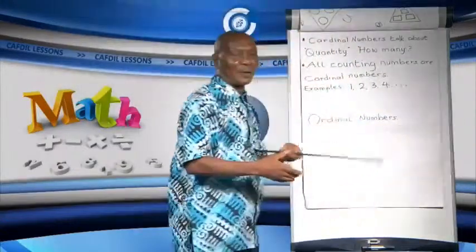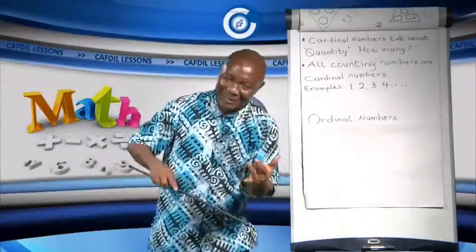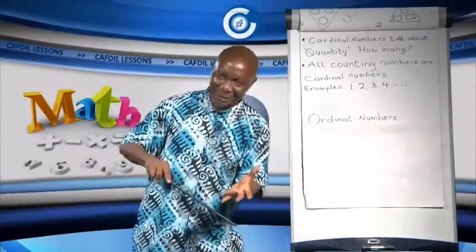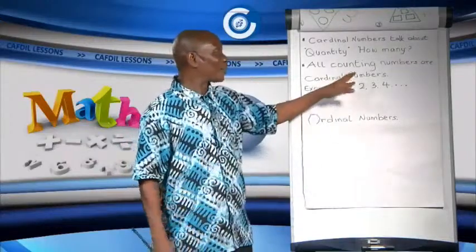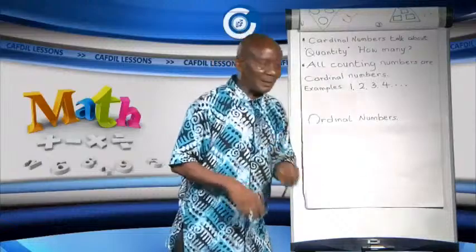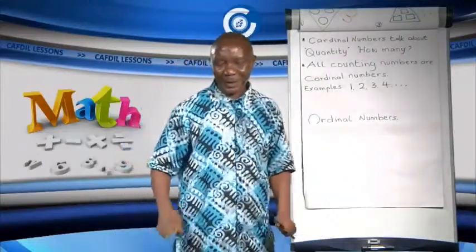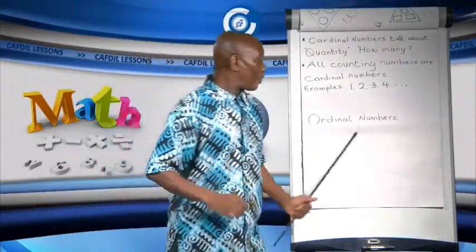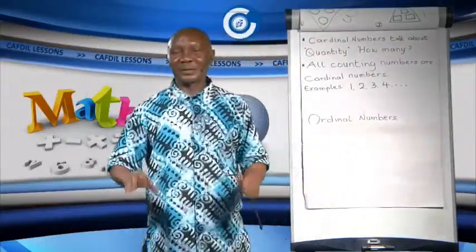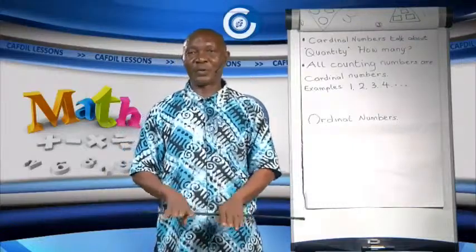I said earlier on that we had two things to consider: cardinal numbers and ordinal numbers. Now we have come to the end of cardinal numbers. Let's come to ordinal numbers. Ordinal numbers talk about position. That is all. It talks about position.